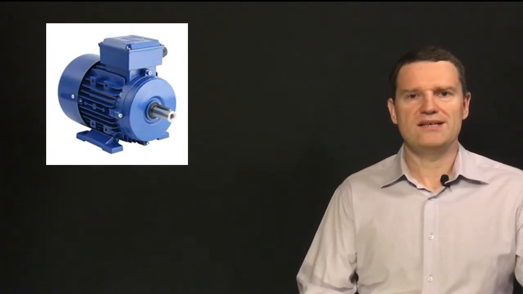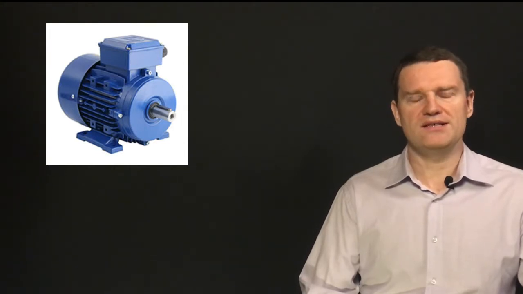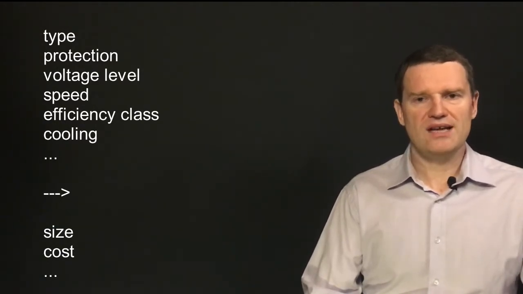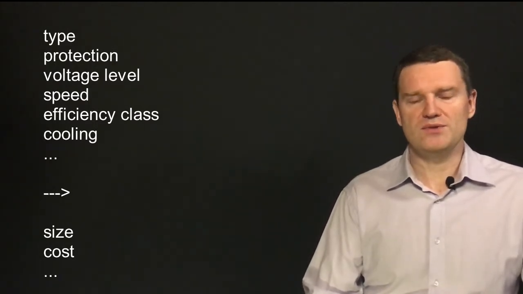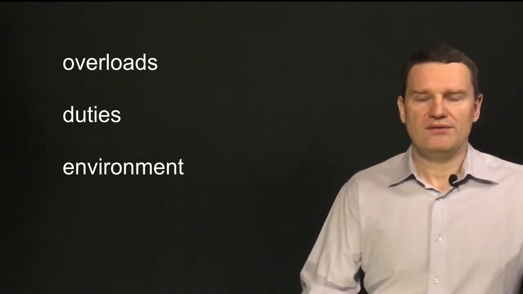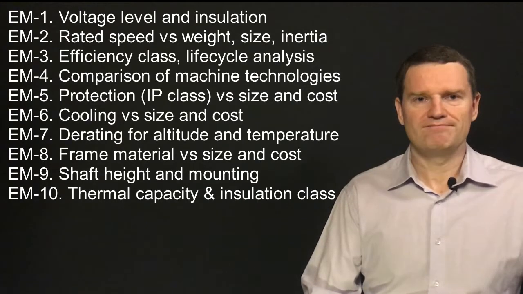The first group of exercises is on electric machines. If you want to learn about electric machines, then this is the right place to start in DriveConstructor. We'll learn about properties of an electric machine as an object, or if you like, a black box. How type, protection, voltage level, speed, efficiency class, cooling influence size, cost and some other characteristics of the machine. We also learn how the way we're going to use the machine influences its size and cost. After going through these 10 exercises, some of those important things will get transparent.